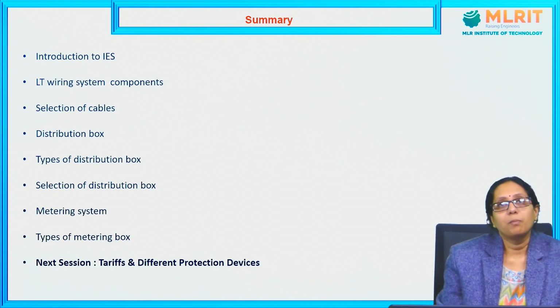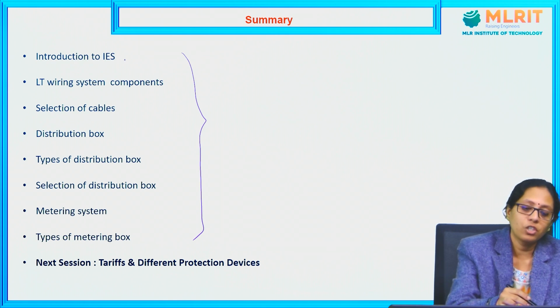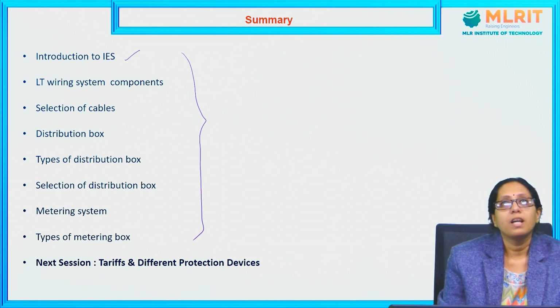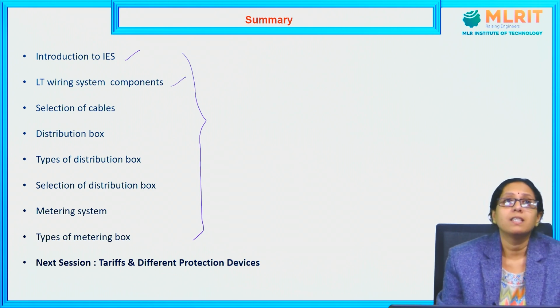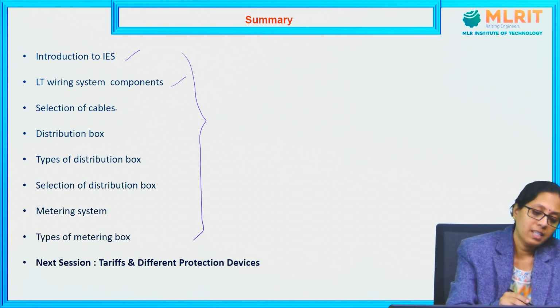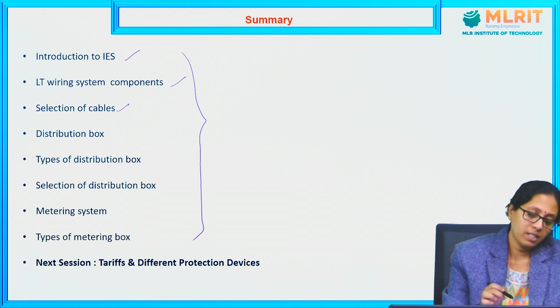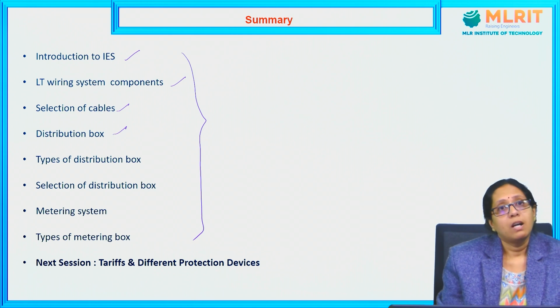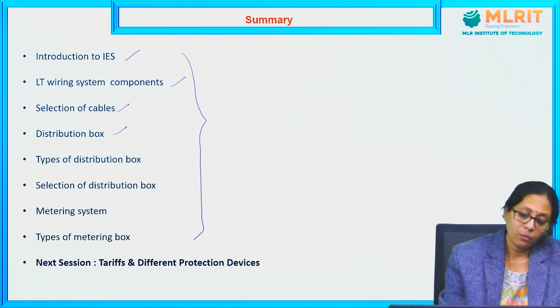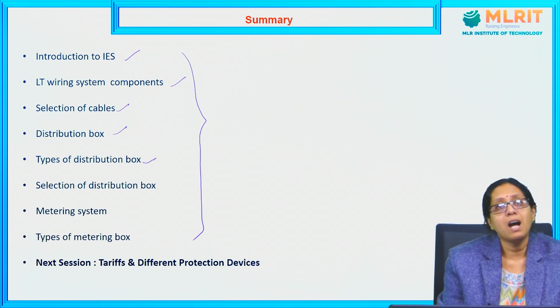In this lecture, we have learnt about different topics. The first one is the introduction to the industrial electrical system. Next, low tension wiring components, some of which we have learnt, like circuit breakers, fuses, cables and wires. Next one is selection of cables, how to select a cable or a wire. Next one is the distribution box: what a distribution box is, why it is used, what the different types of distribution box are, and how to select a particular distribution box.